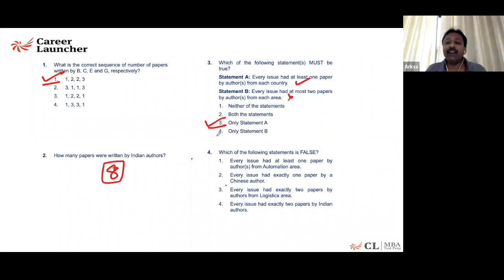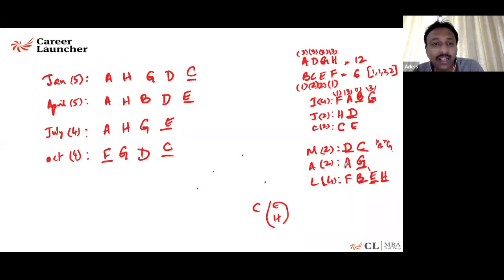Only statement A comes in. Which of the following is false? Now the reverse question we are asking. Every issue had at least 1 paper by an author from the automation area. What is this? Every issue had at least 1 paper from the automation area. A and G.